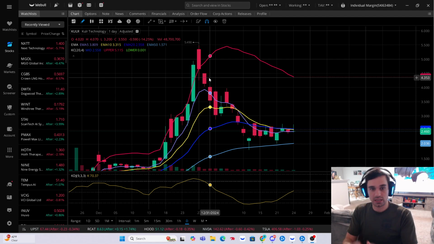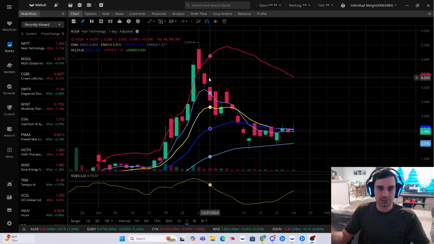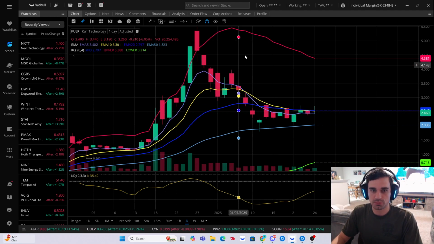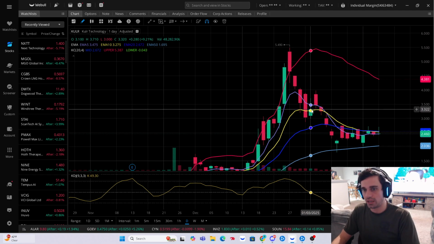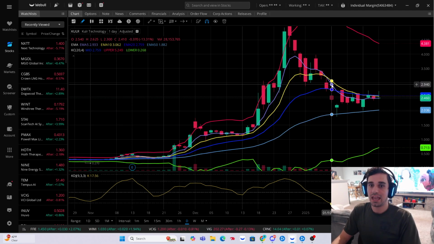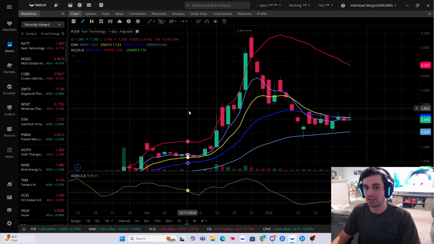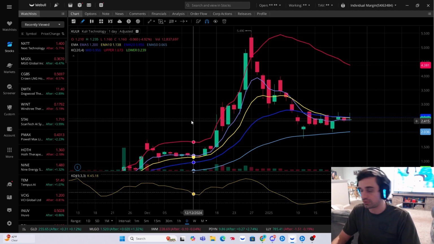These are the indicators you can use. I know there's lots of indicators out there, so it can be very confusing. Like, what should I use? This is what I use. It fits my personality, and in my opinion, it's the easiest way to follow the trend idea.